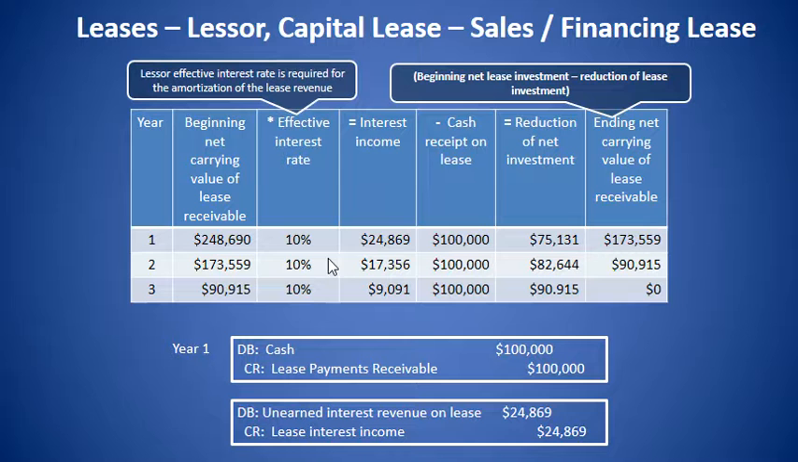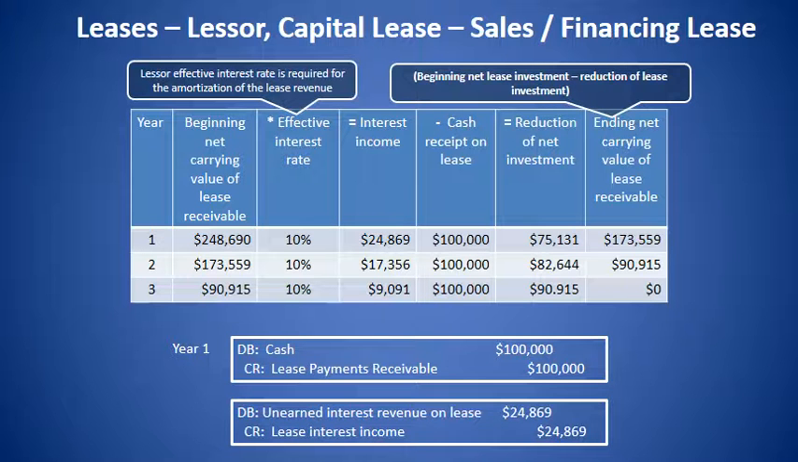So in this case, again, if we start out with year number one, the beginning net carrying value of the lease receivable is $248,690. We multiply that times our effective interest rate, or implicit interest rate in this case, which is 10%. So our interest income is going to be $24,869. So that's the interest income we're earning.